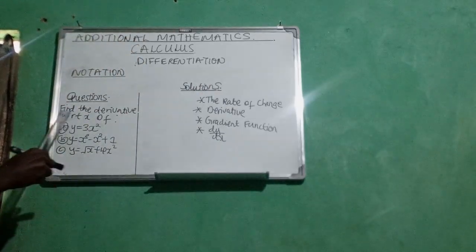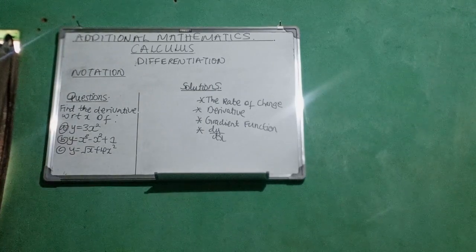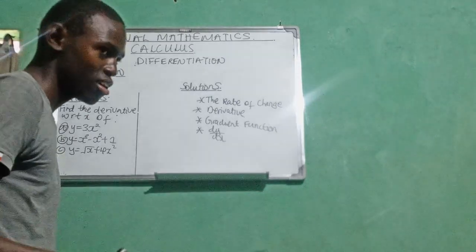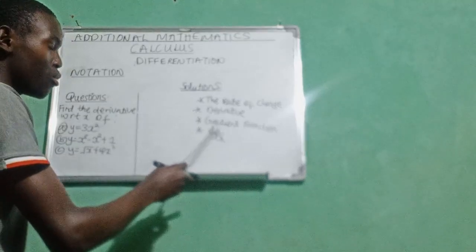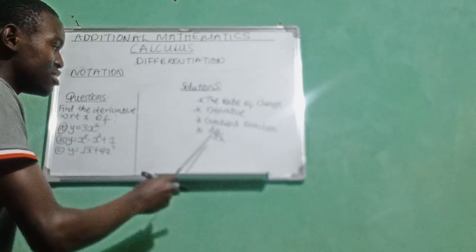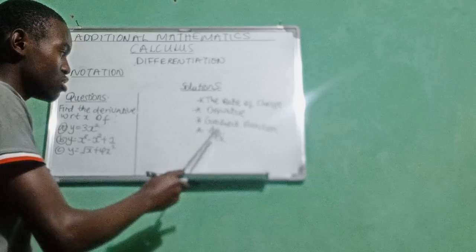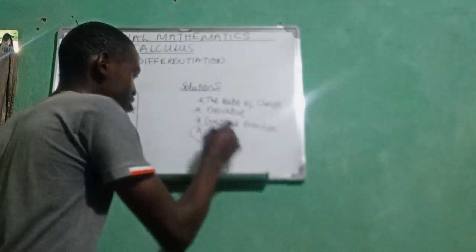So here I've said find the derivative with respect to x of this. Now it means this letter D means differentiate a particular function represented by y. So dy differentiates y, dx means with respect to x, differentiate with respect to x. This is the notation. This is what we do, dy dx.